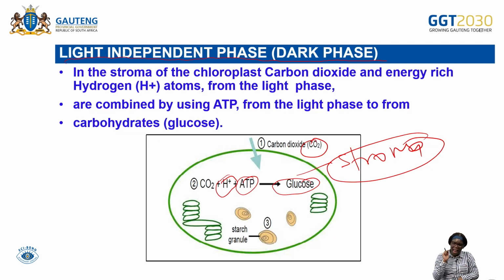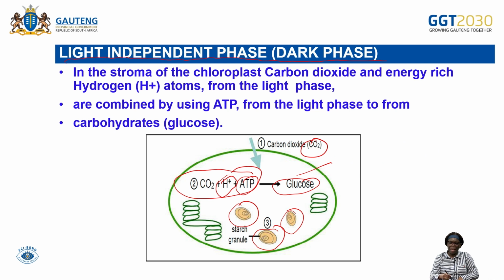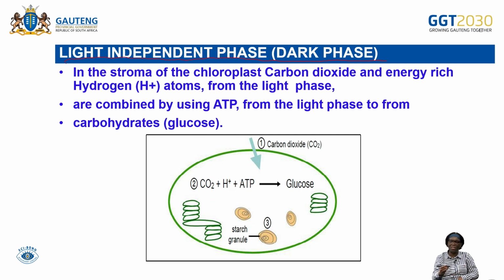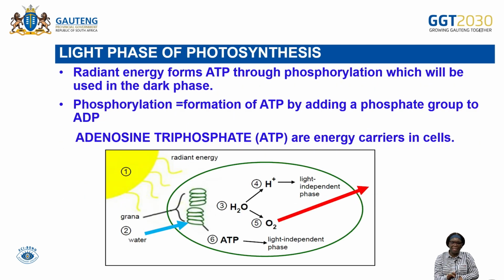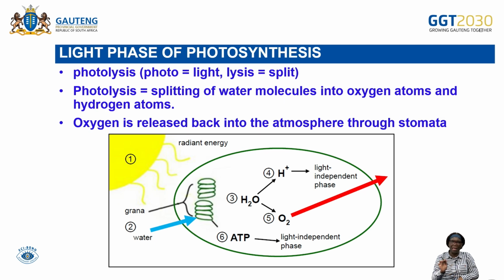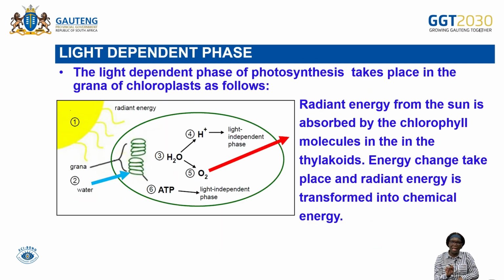Hence, it's said to be the light-independent phase or what? Or the dark phase. Learners, do you understand the two phases of photosynthesis? The first phase is the light phase, which occurs in the grana of the chloroplast. And this phase, we said it occurs in the presence of light. Hence, it is known as the light-dependent phase.